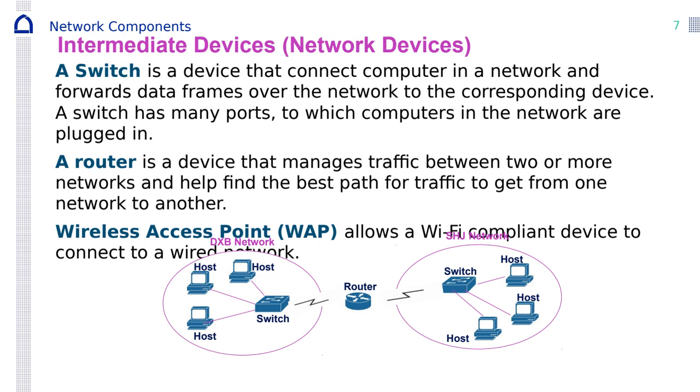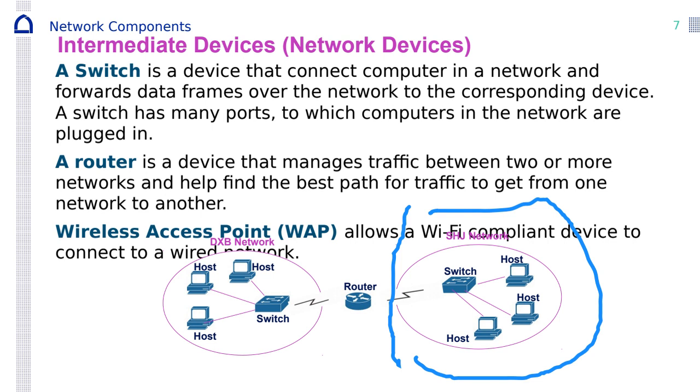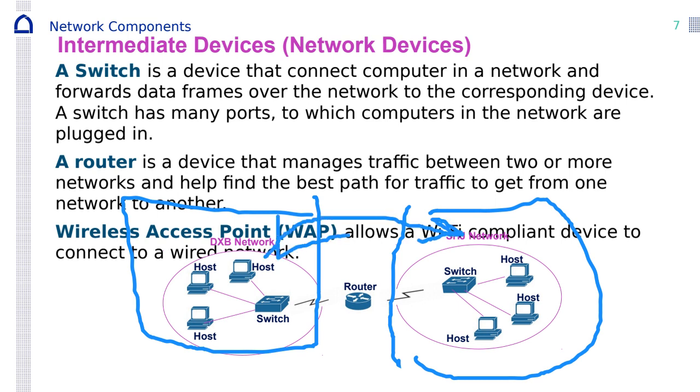We have also a wireless access point. It allows a Wi-Fi compliant device to connect to a wired network. So you look here, we have a switch connecting computers in the LAN in this network. I have another network here. The devices are connected with the switch. But this network, to connect with another network, they need to go through the gateway or the router. Any questions?